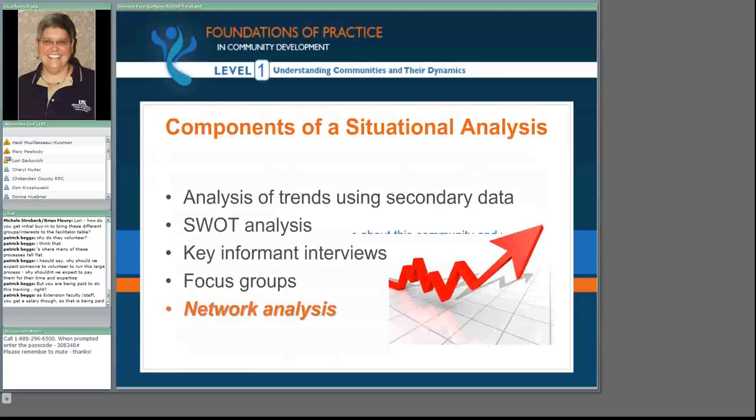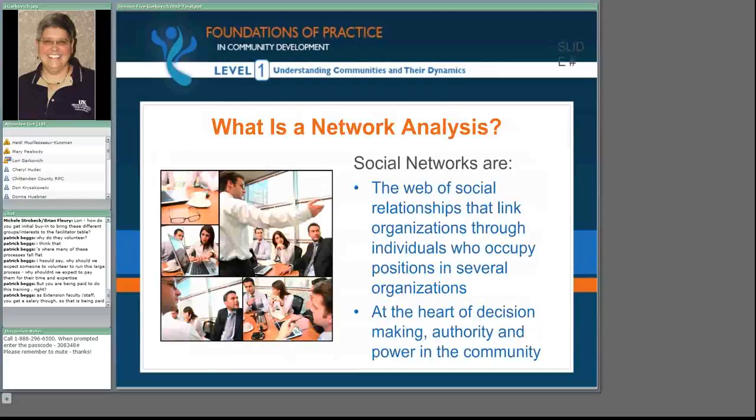Now let's talk about a network analysis. This is a social science technique, and again, I've worked on it and tried to adapt it to something that we can do in extension. So social networks are the web of social relationships that link us as individuals through organizations. Let's face it, if you think about the 3 leading organizations in your community and who the board members are, how much overlap is there?